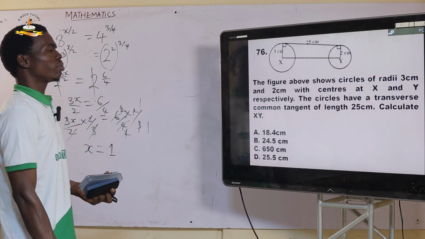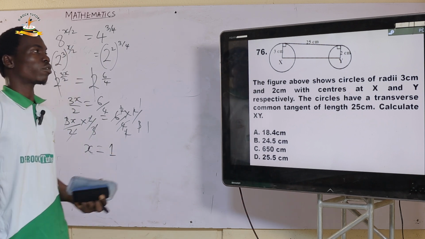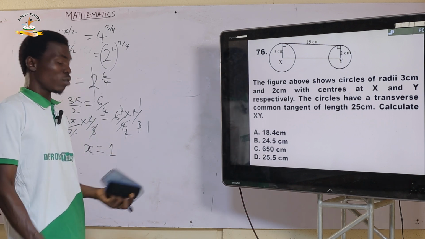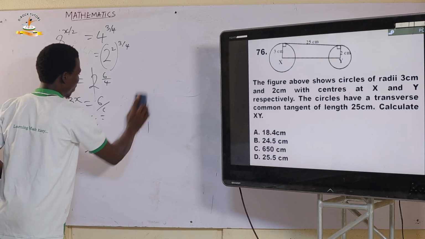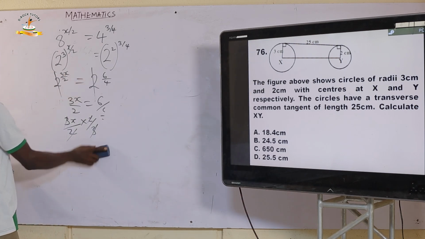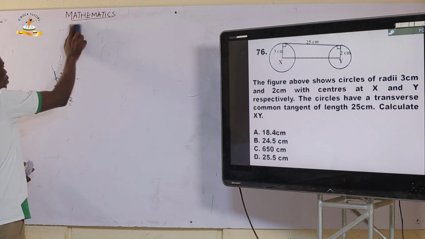Alright, this transverse problem. Whenever you have a transverse to the same circle, you simply need to remember the formula connecting a transverse with a circle together. Let's see how it works this time around.